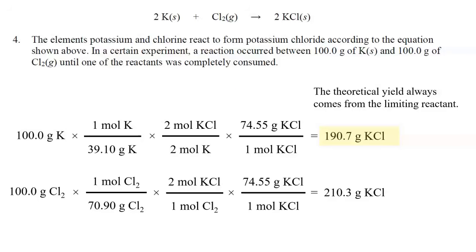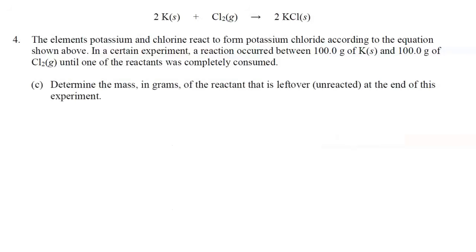Moving on to part C, determine the mass in grams of the reactant that is left over, so unreacted, at the end of this experiment. Well, if potassium was the limiting reactant, it would all be consumed. But if chlorine is the excess reactant, there's going to be a little bit of chlorine left over at the end. And I'm going to show you two different ways to determine how much chlorine is left over at the end of this experiment.